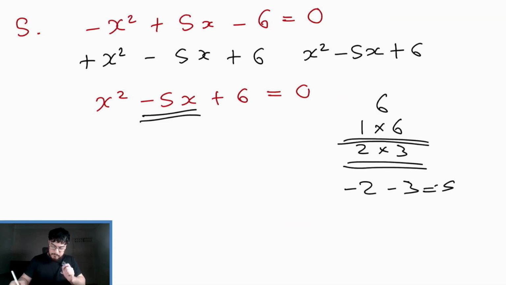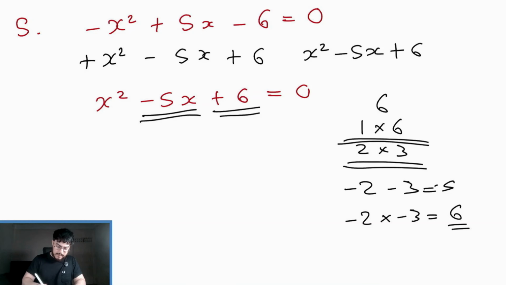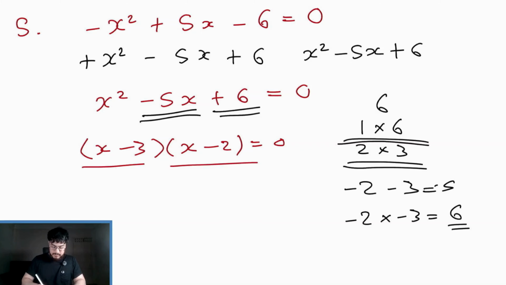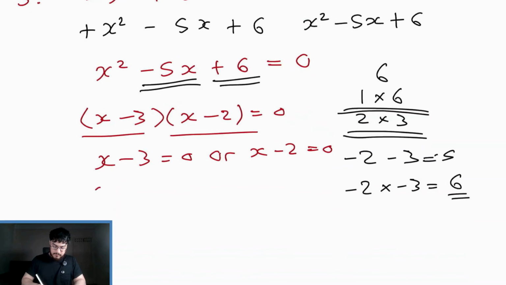But do they multiply together to make positive 6? Well, negative 2 times negative 3 is definitely positive 6 because it's a negative times a negative. So we got both of those again. Therefore, double bracket x, x equals 0. We can put them in any order, minus 3, minus 2. Therefore, this bracket is equal to 0, or this bracket is equal to 0. x minus 3 is equal to 0, or x minus 2 is equal to 0. Therefore, x is equal to positive 3, or x is equal to positive 2.